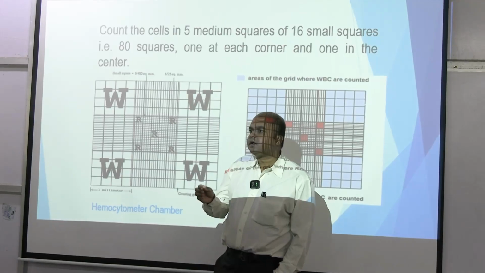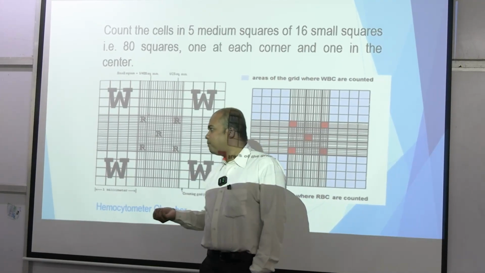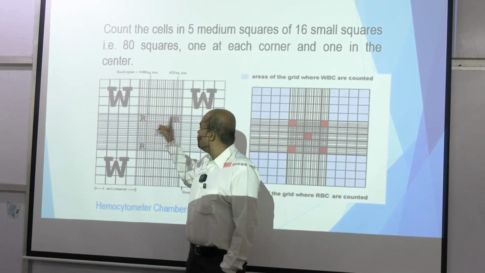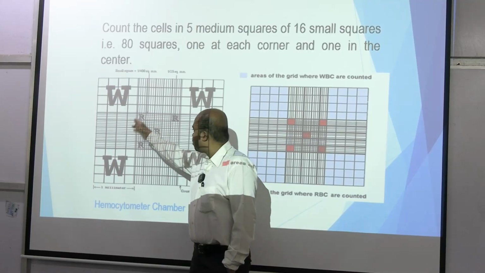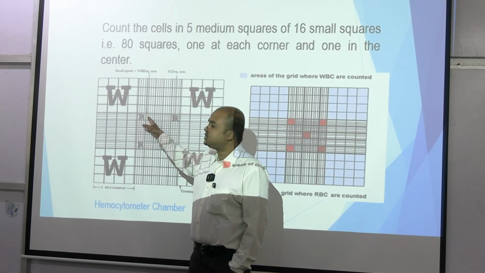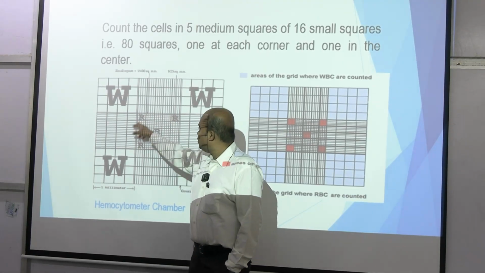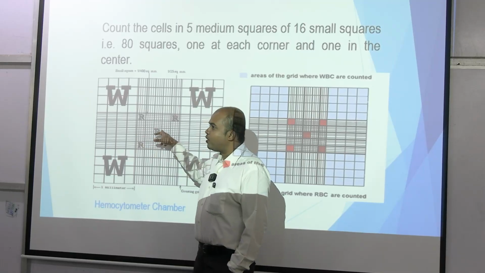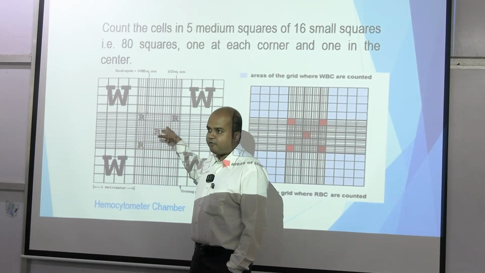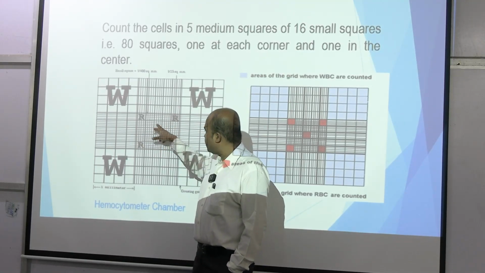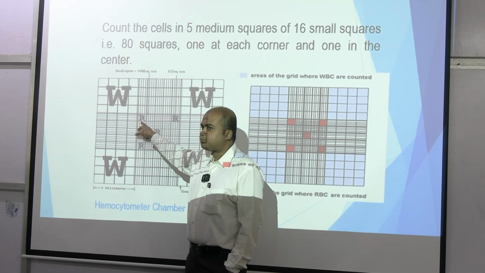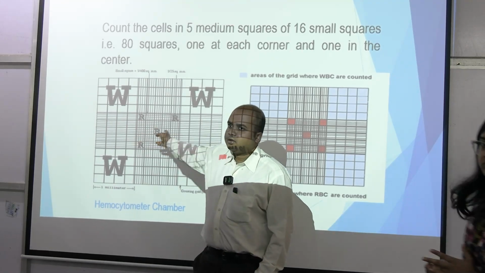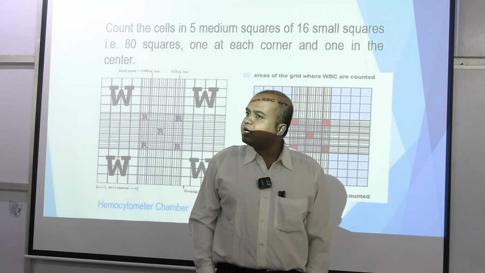Now the RBC squares counting is somewhat more, not complex, but it has rules. Not all RBC squares have to be counted. Cells are counted in the corner 4 and the central one of the central square, after dividing into large, medium, small. RBCs are counted in the corner medium squares and the central one.